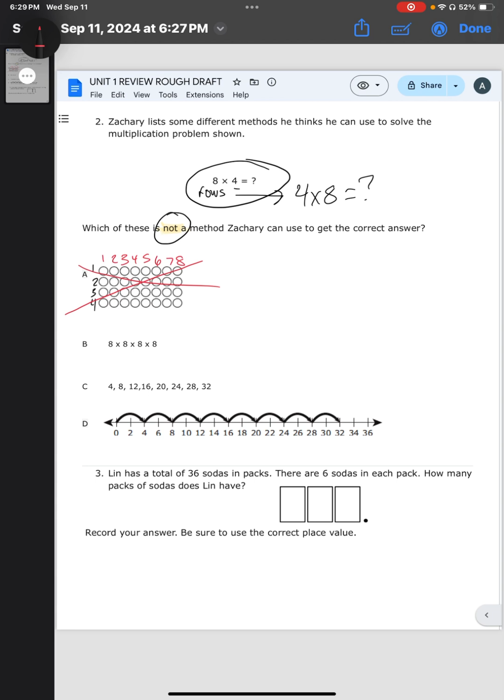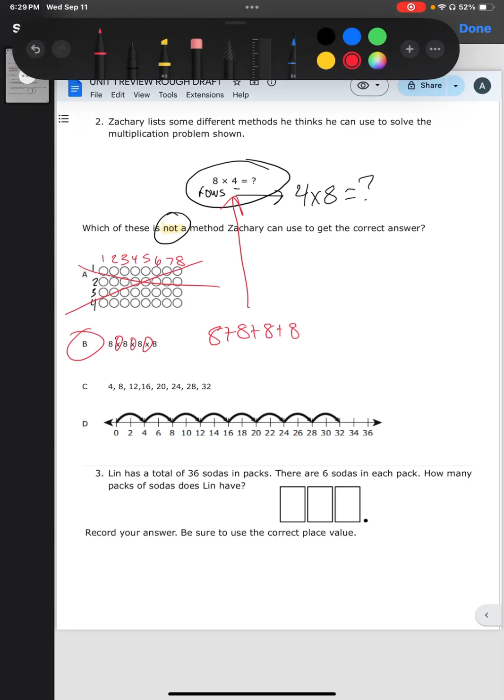B. B is one that kids miss a lot because they're going so quickly that they're not paying attention to the operation. 8 times 8 times 8 times 8 is very, very different than 8 plus 8 plus 8 plus 8. 8 times 4 could be represented with repeated addition, where we would add 8 together 4 times, but we would not multiply 8 4 times. That would give us a much bigger number than whatever the product of 8 and 4 is. Therefore, B is most likely not a method that Zach could use to get the correct answer. So B is one we're going to make a note of.